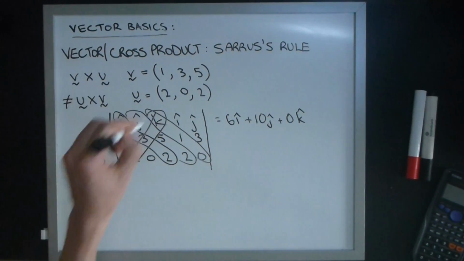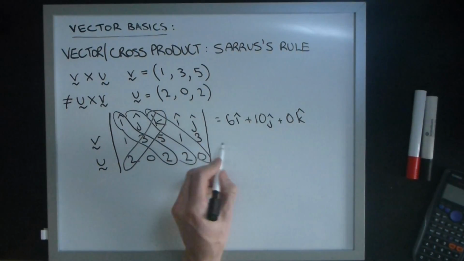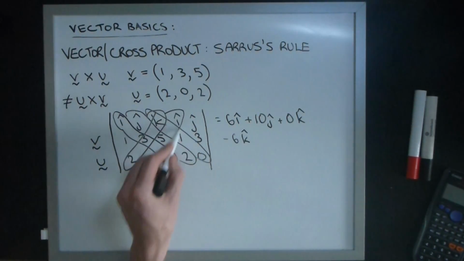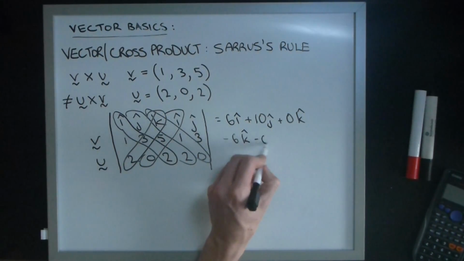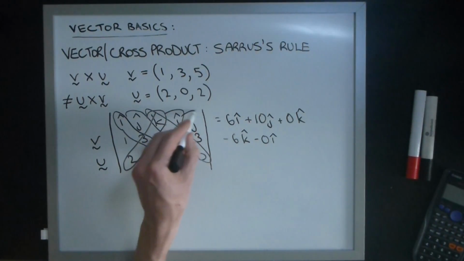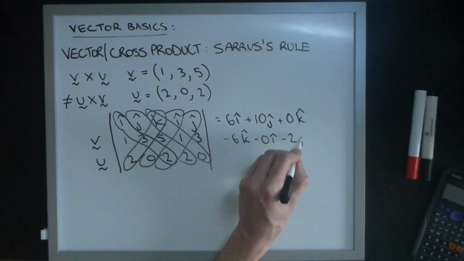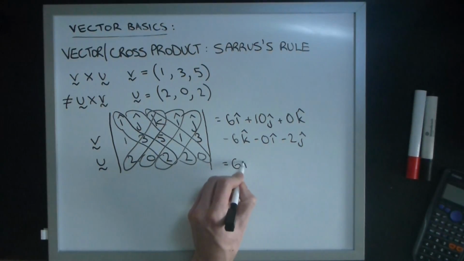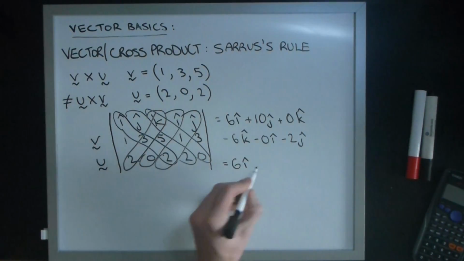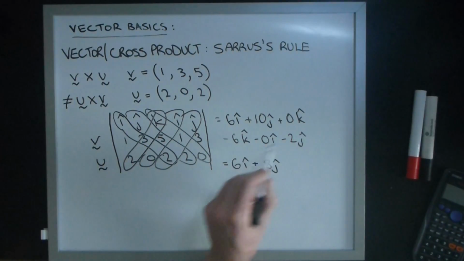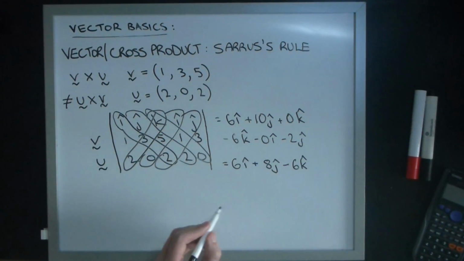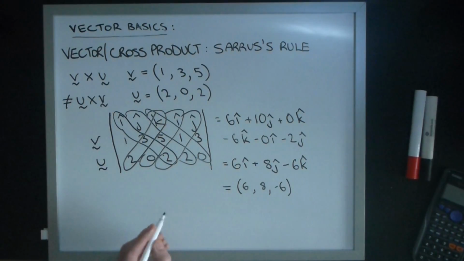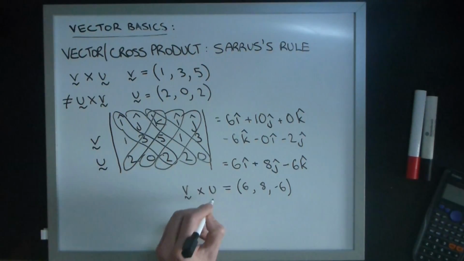And we are subtracting the left hand diagonals, sorry for being messy, so we are minus 6k, minus 0 times 5 minus 0i and minus 2j. Now if we look at each specific component, we have 6i plus 8j minus 6k, which can also be written as 6, 8 and minus 6, which is our cross product, V cross U.